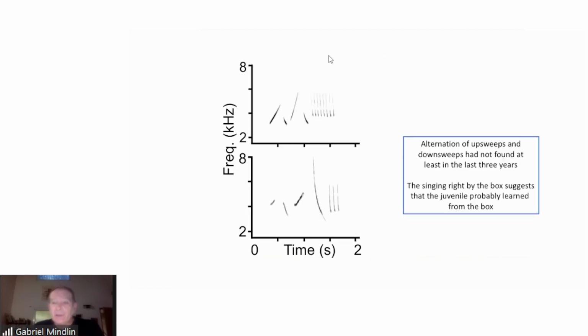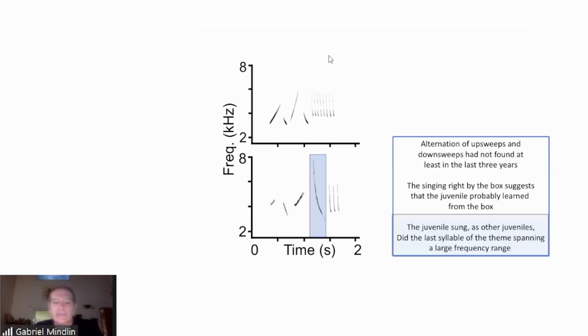A few days later, this song started to develop, and you can see here the model that is generated by the saddle-node bifurcation, and you have this little juvenile that is imitating the bird. The alternation of upsweeps and downsweeps has not been found in the last 3 years, and the singing right by the box suggests that the juvenile probably learned that from the box. We cannot rule out that it's found somewhere, but we didn't find a bird doing that. It's very likely that it happened by the robot.